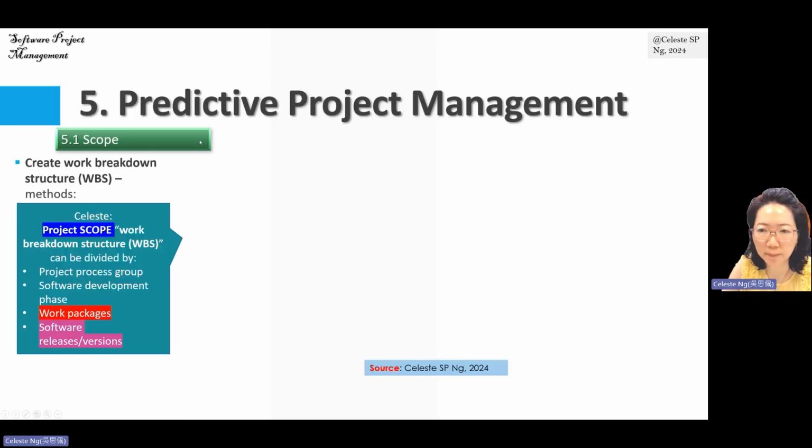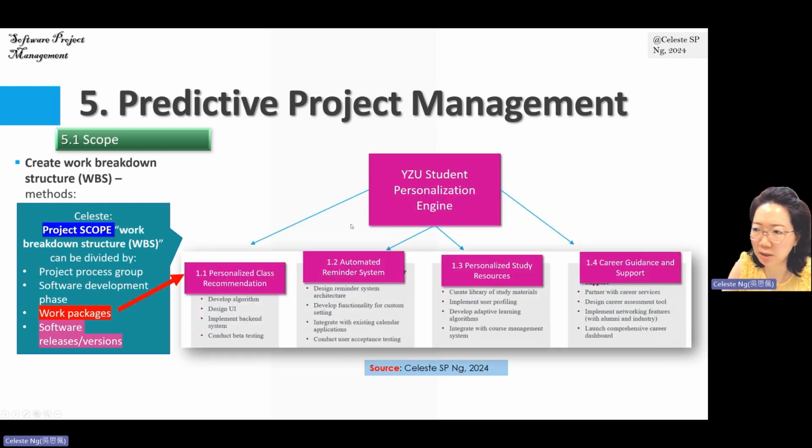Here are another 2 methods of how we can break down our project scope. Do you remember I said we have a new system called YZU Student Personalization Engine. And assume in this new system we have 4 work packages. A work package is actually the smallest possible work that we can divide our work into. All right, that's called a work package.